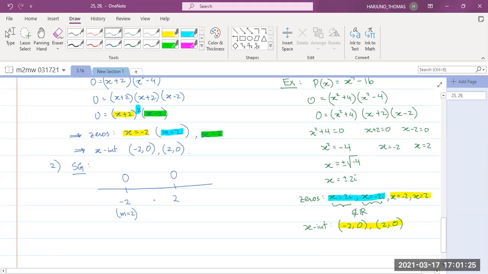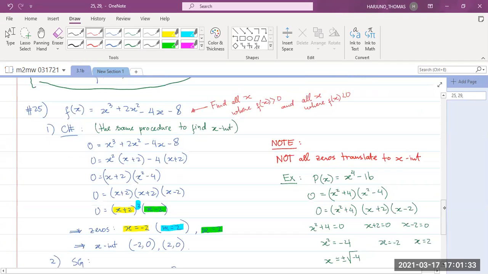Now we test points. How about when x equals 0? When x equals 0, that's basically the y-intercept, right? The y-intercept will be (0, -8), just a constant.